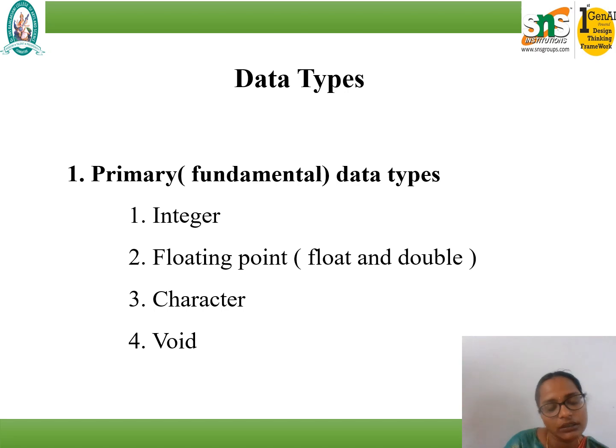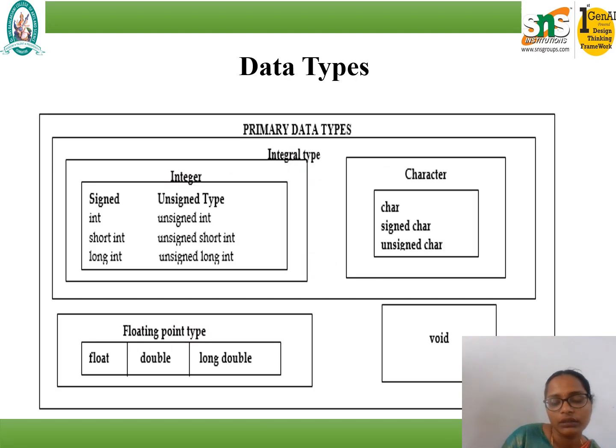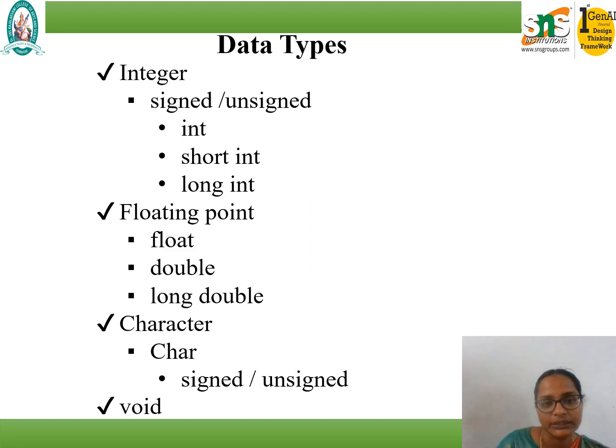For primary data types, we have integer, floating point, character, and void. These are all the primary data types. Here I have represented the primary data types. We have four types, which are given here. For integer, we have signed int, short and long int, and unsigned int is also there. For floating point, float, double, and long double are there. For character, we have signed character, unsigned character, and also we have the void data type. These are the data types mainly used in C programming. These are called primary data types.